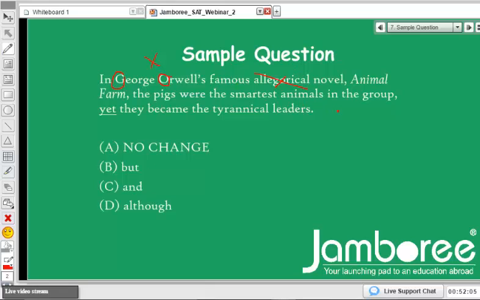Always make your life easier. Anything between the commas, don't worry about reading it. It's just going to be the name. These are some reading skills. Even if you have to read the question, you read it as X's famous novel. The pigs were the smartest animals in the group. So now you are making your reading easy, and you are saving time. These strategies are not applicable only for this type of question. They are applicable to the questions in the entire writing section.